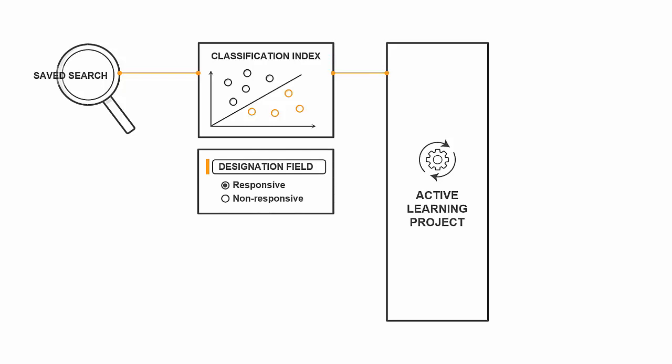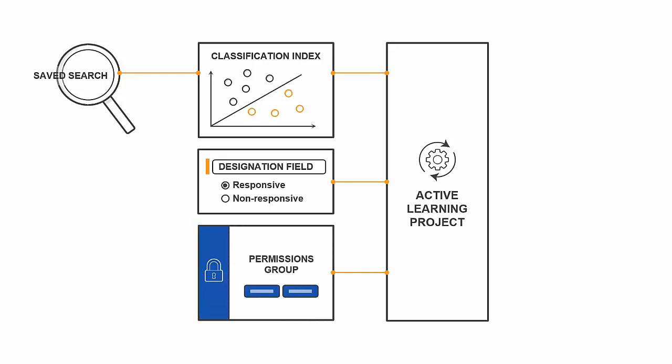You'll create your review field, or your designation field, which has those two choices, the positive and negative choice, and connect that to your active learning project. And then you're going to specify a permissions group. This is a standard Relativity permissions group that you'll add to your workspace. You add users to that group, and that group of users are the folks that you enable to review documents in the review queues in your active learning project. So we give that extra layer of control. This permission group defines the set of people that you want to be able to review documents in your project.